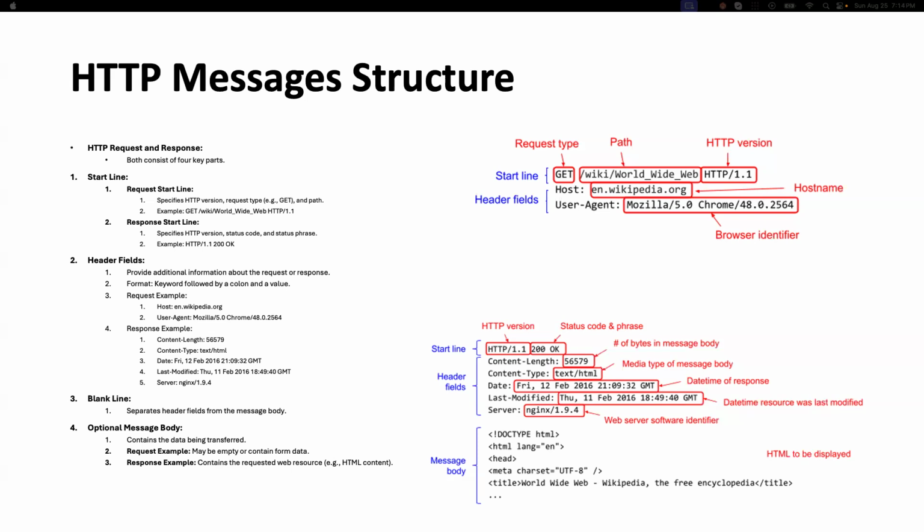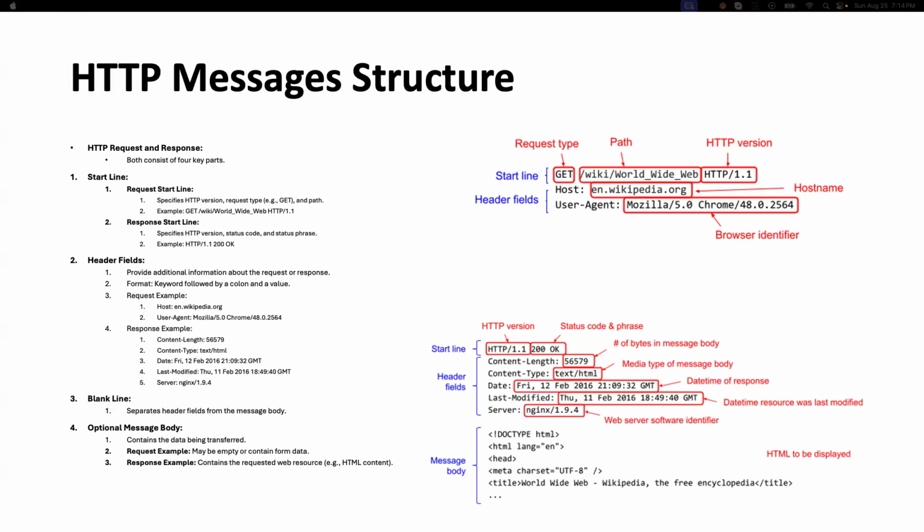For example, in the request for the Wikipedia page, the World Wide Web, the start line is GET /wiki/World_Wide_Web HTTP/1.1. This indicates that it's a GET request for a specific path using HTTP version 1.1. For HTTP responses, the start line indicates the HTTP version, a status code, and a status phrase. The common example is HTTP/1.1 200 OK, which indicates that the request was successful.